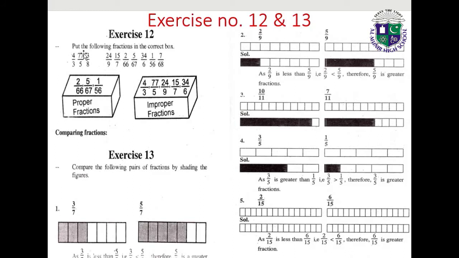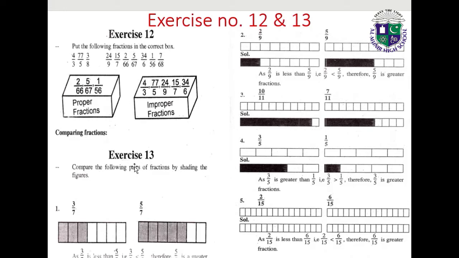Exercise 12. Put the following fractions in the correct box: 4 over 3, 77 over 5, 3 over 8, 2 over 6, 5 over 6, 1 over 56, 4 over 3, 77 over 5, 24 over 9, 15 over 7 and 34 over 6. If the numerator is smaller than the denominator, it is called a proper fraction. If the numerator is greater than the denominator, it is an improper fraction.